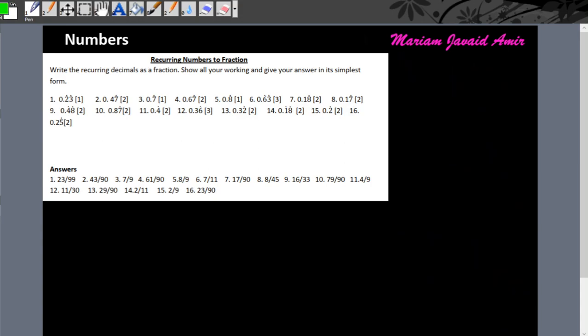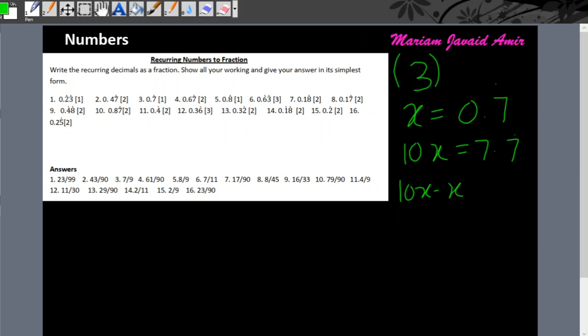Question 3. The number is x equals 0.7 with a dot on it, so it's 0.7777. The next expression could be 10x, which is 7.7 recurring. Subtract these: 10x minus x equals 7.7 recurring minus 0.7 recurring. So this becomes 9x equals 7. So x equals 7 over 9.